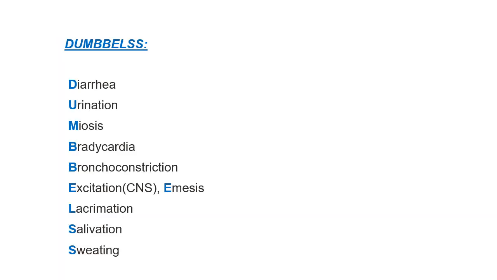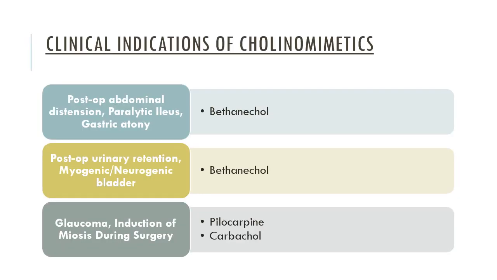The common signs and symptoms with cholinergic stimulation are diarrhea, urination, meiosis, bradycardia, bronchoconstriction, excitation, lacrimation, salivation, sweating. You can easily go through the previous slide for this.